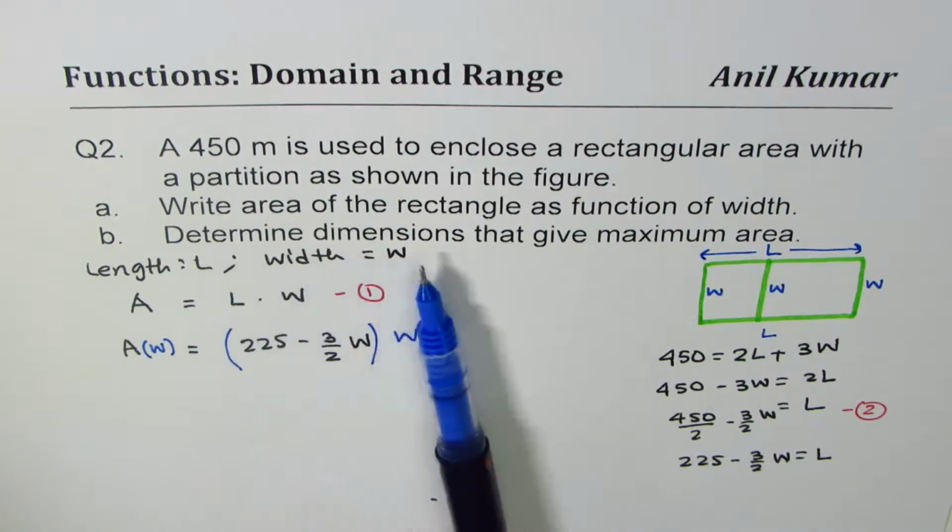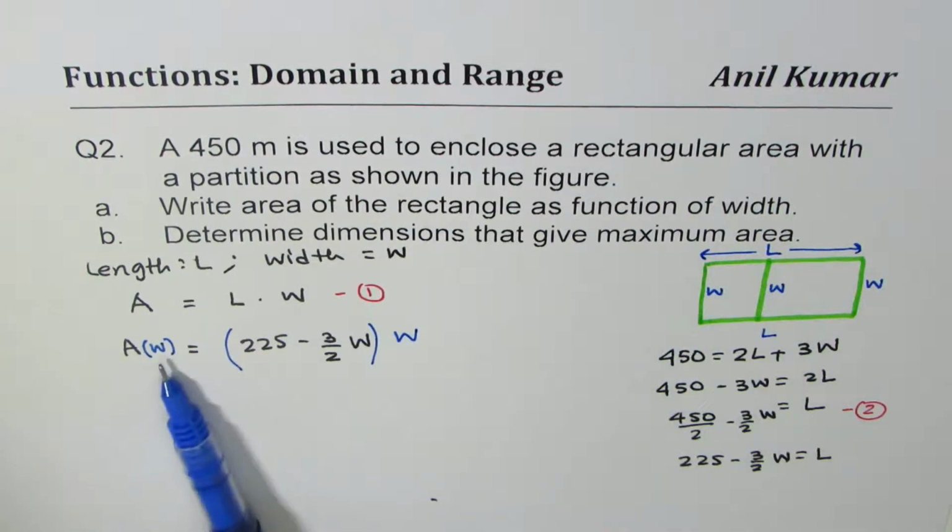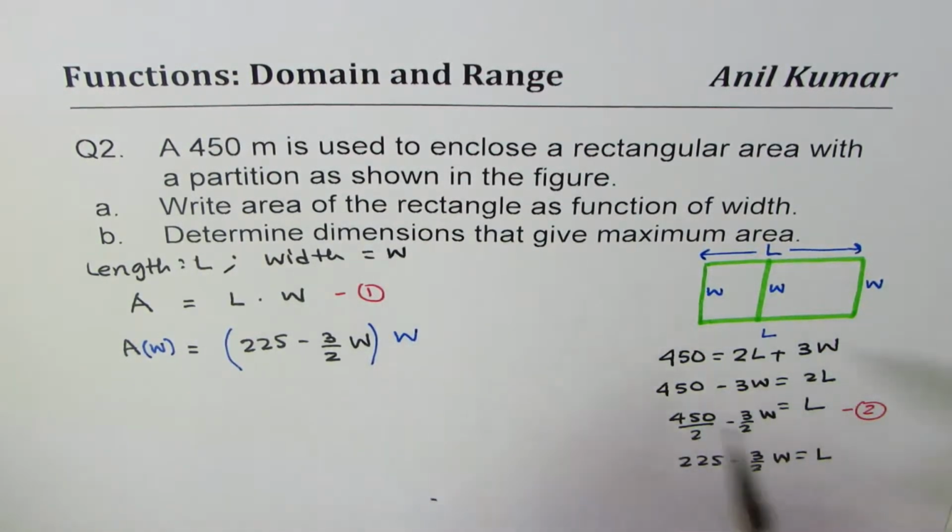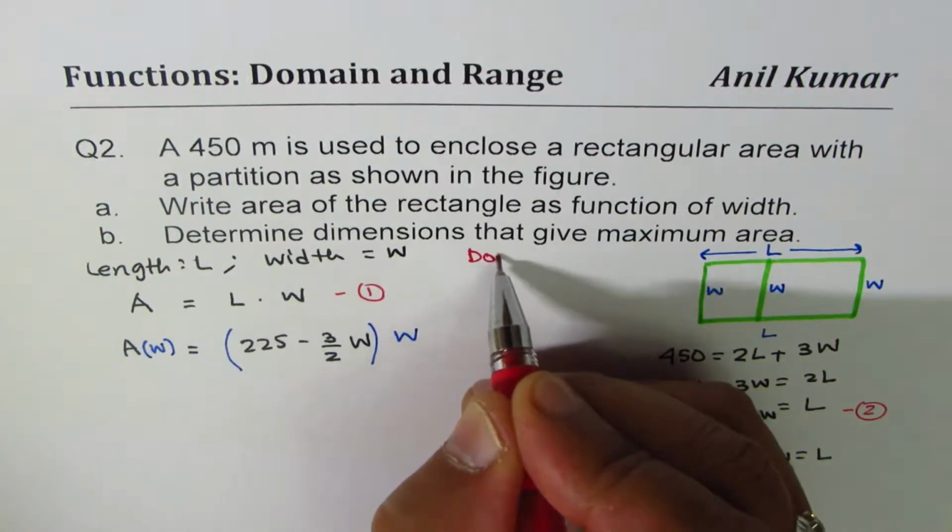Part B is determine dimensions that give maximum area. Now how to maximize this area? That's part B. Let us also talk about domain and range. I actually forgot to write about it. So let's also talk about domain and range.